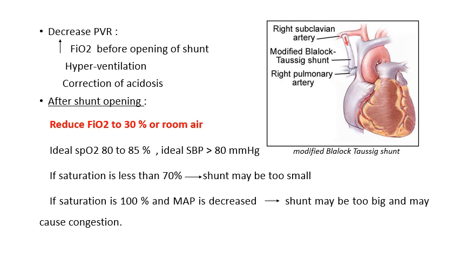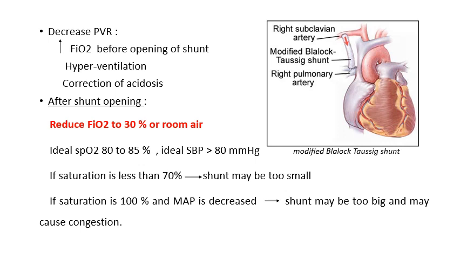Also, before opening of the shunt, decrease the pulmonary vascular resistance by increasing the FiO2, hyperventilation and correction of acidosis. After shunt opening, reduce the FiO2 to 30% or room air. The ideal saturation should be between 80 to 85% on room air and systolic blood pressure more than 80 mmHg. If saturation is less than 70%, the shunt may be too small and should be reoperated.